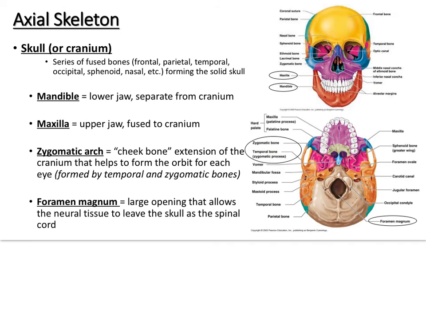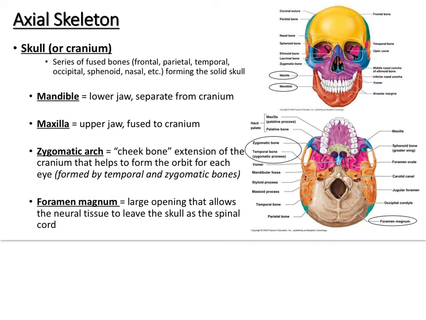So if we start with the axial skeleton, we'll begin with the skull, or the cranium. Now, you do not need to know all these different labels in these pictures that I have on here, so I've circled the things that we're really interested in. But notice that the skull is actually shown with the color coding here, a group of bones. And these bones will fuse together during early development to form a solid skull.